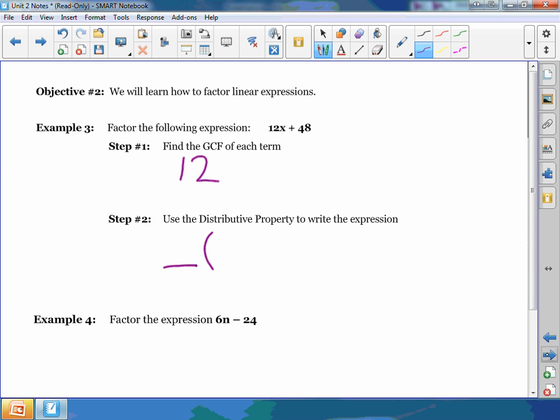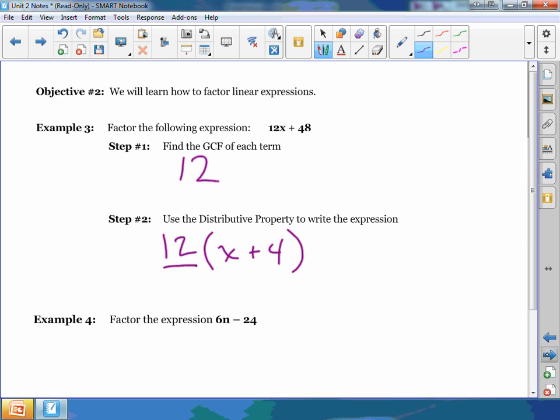Now it says use the distributive property to write this expression, which means you're going to have a number outside of a quantity inside of parentheses. Well, the number outside of the quantity would be what? Yeah, right, the GCF. So that's 12. 12 groups of how much? Eta? X plus 4. And now you factored that. You've broken it up into the maximum amount of groups.